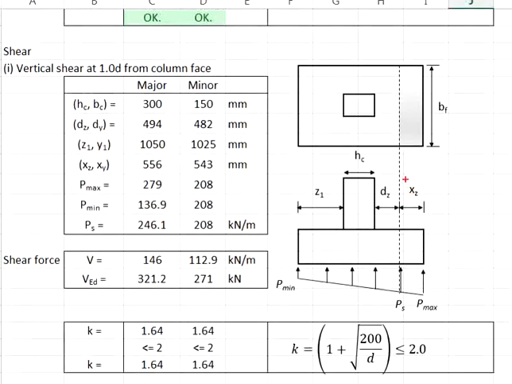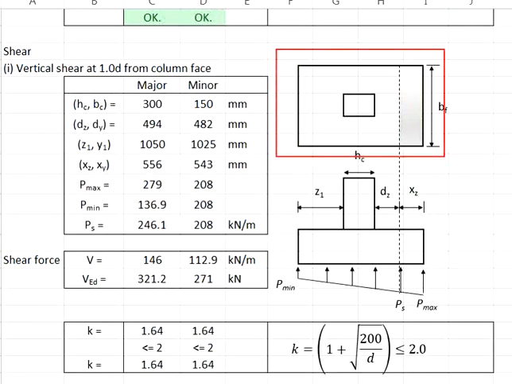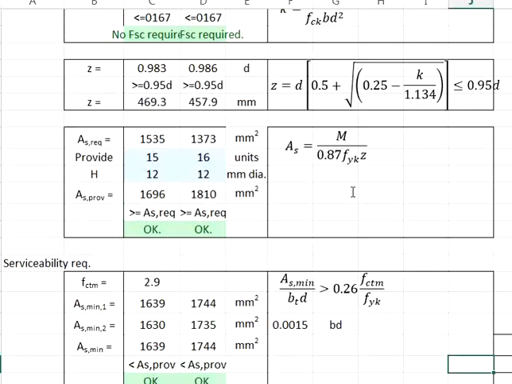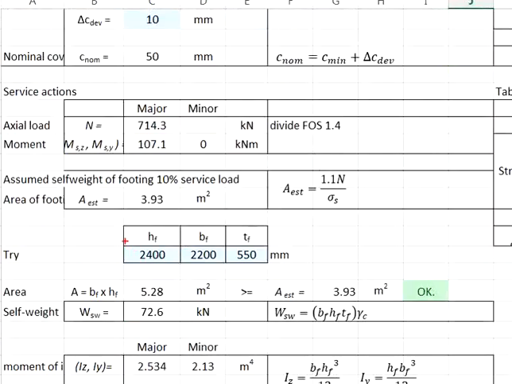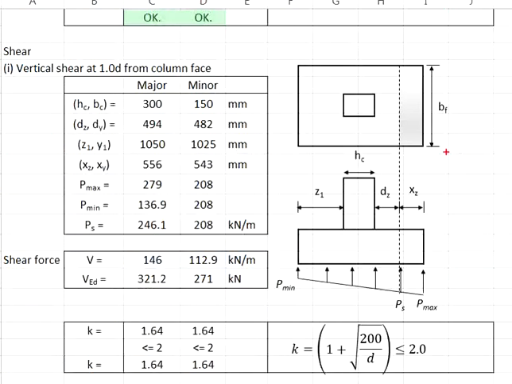How do you get the xz and xy? You can sketch the plan view of the pad footing. The width of the pad footing in the major axis is equal to 2.4 meter minus the width of the column, which is 300 mm, divided by 2, that gives you z1, minus the effective depth, you get xz, which is 556 mm.